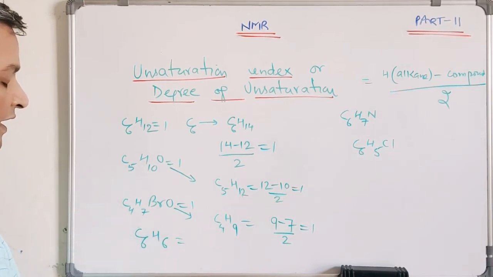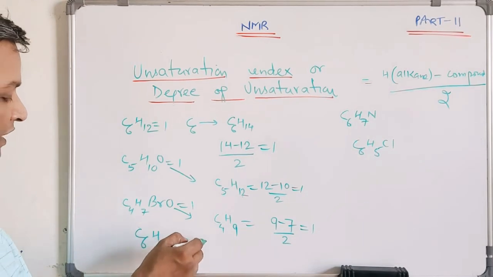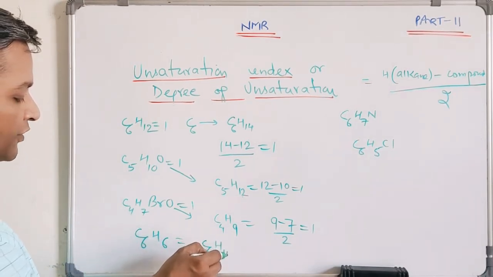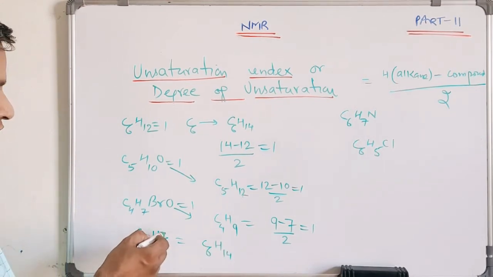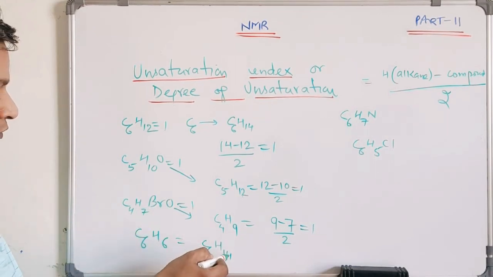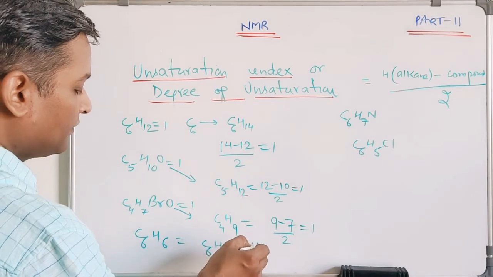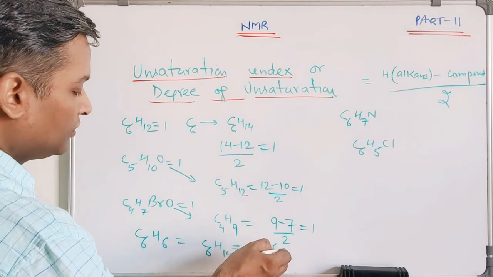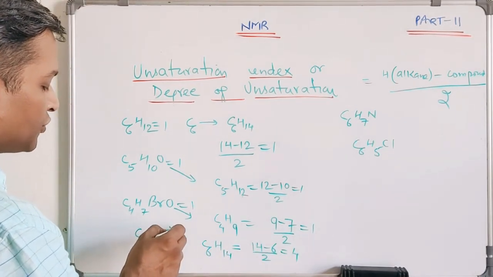It is C6H6, you know it is benzene. Benzene contains C6, and the corresponding proton count should be 14. There is no oxygen, no nitrogen, no halogen. So 14 minus 6, divided by 2, is equal to 4. So the benzene unsaturation index is equal to 4.